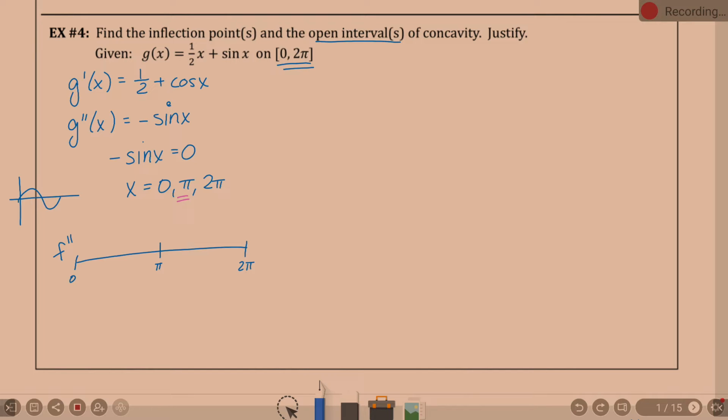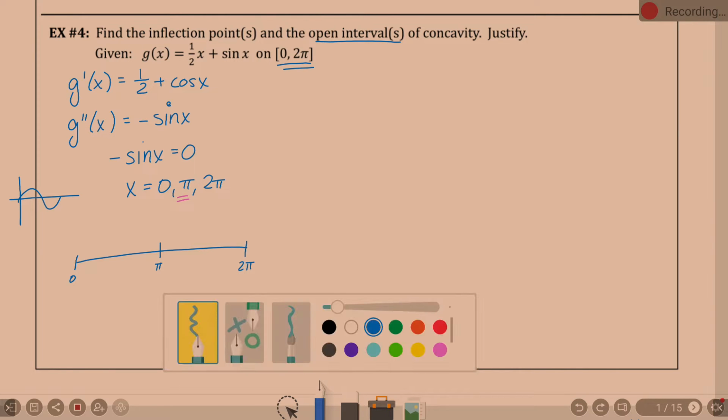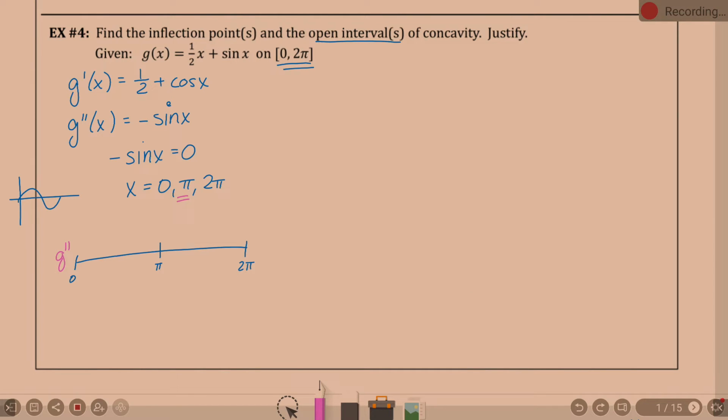Oh, you know what? I guess it's supposed to be g, isn't it? If I want to get specific, this problem is not f, it is g. So this is going to be g double prime. If I pick a value from 0 to pi and plug in, not that you have to write it down, my brain's picking pi over 2, because that's an easier thing to work with.